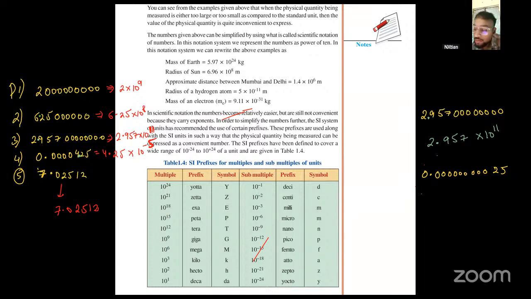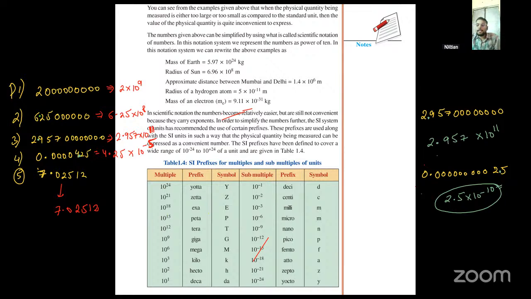But I told you the point will come between 2 and 5, because two numbers are there. Understood, Ira? Joshua? Okay. So now how many numbers are there? 1, 2, 3, 4, 5, 6, 7, 8, 9, 10. So it will become 2.5 into 10 to the power minus 10. This is the value. Understood, guys? Yes or no? Yes, sir.